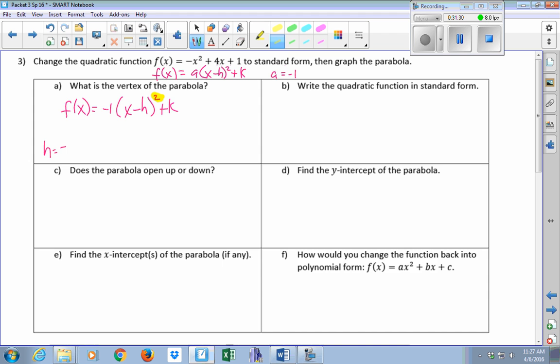Right, negative b over 2a. So let's go up here to our formula. B is 4, so I get -4. A is -1, so 2 times -1. So h is 2. Woohoo! We're almost done. H is 2. I square that, and now I need k.